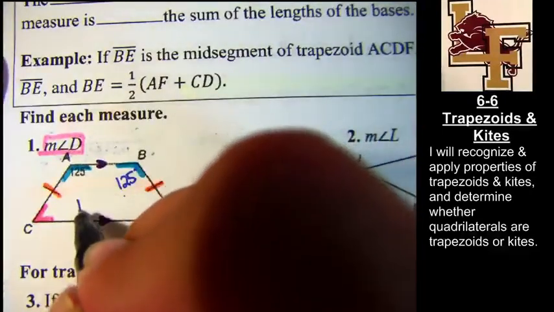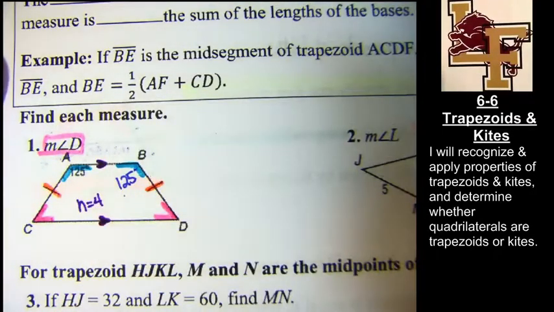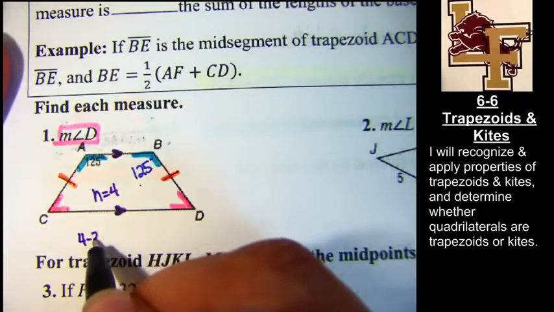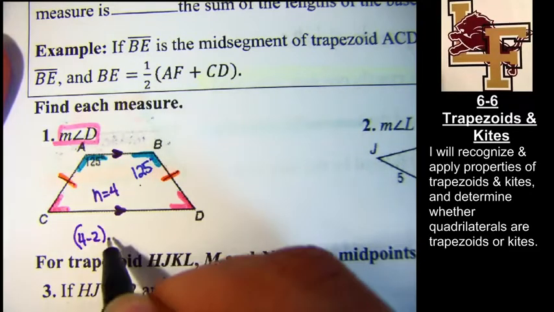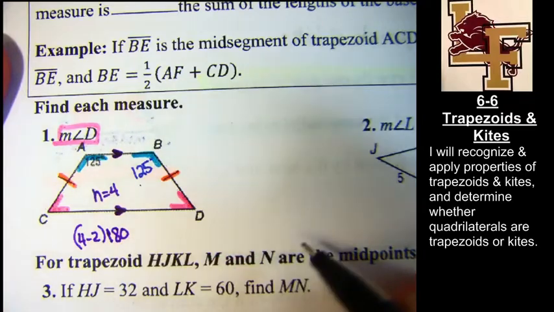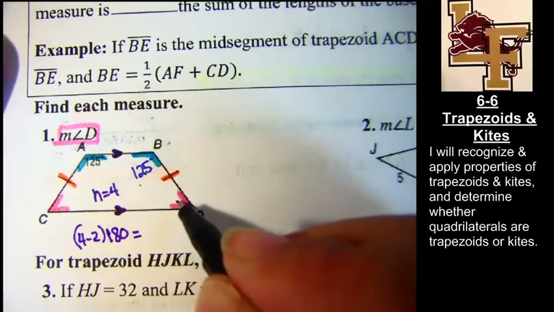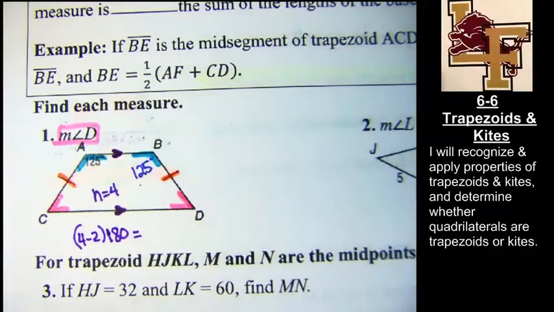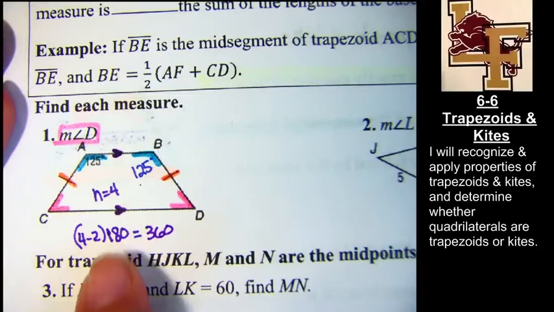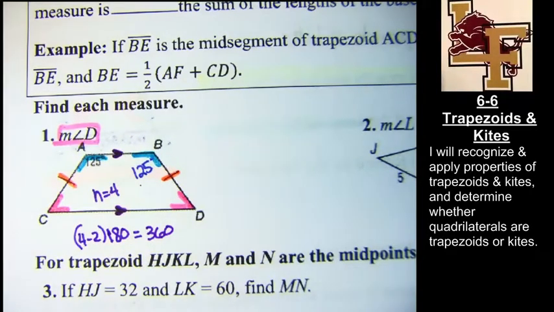To figure out the angle sum of all of these angles, I take the number of sides, which is n, subtract 2 from it, and multiply that by 180. This will tell me how much I should get when I add up all of the angles in that figure. If you do the calculations, you're going to get 360. Are you willing to go with me on that? Does it seem a little familiar? Good. So 360.